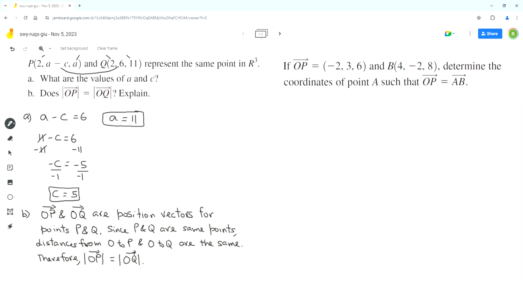Now we can analyze the second problem. If vector OP is equal to negative 2, 3, 6 and B is equal to 4, negative 2, 8, determine the coordinates of point A such that vector OP is equal to vector AB. So here we are given that vector OP is equal to vector AB.